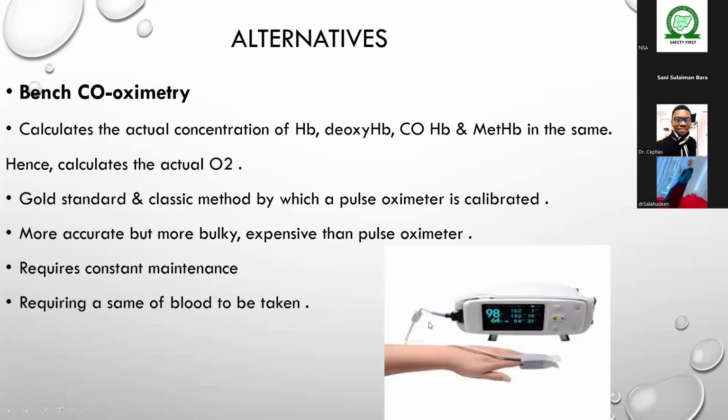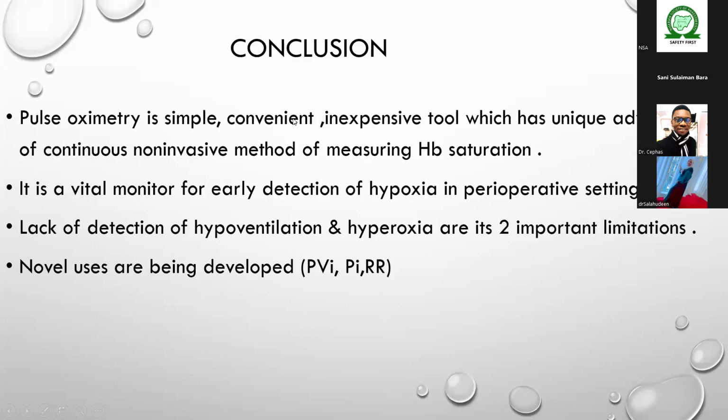So it can be invasive and it can be non-invasive, unlike pulse oximetry. So in conclusion, pulse oximetry is a simple, convenient, inexpensive tool, which has the unique advantage of being a continuous, non-invasive method of measuring hemoglobin saturation. It is a vital monitor for early detection of hypoxia in the perioperative setting, because hypoxemia can be dangerous, increase morbidity and mortality, and the human eye might be a poor detector of cyanosis.